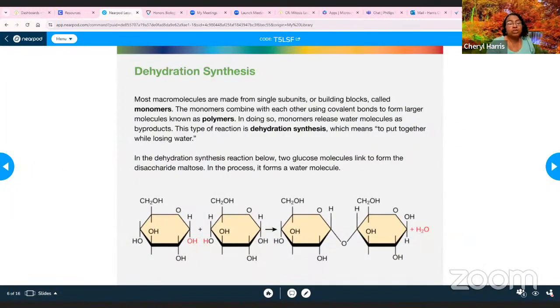One of the questions on the test wants you to recognize this structure here. This is actually a glucose structure, or sugar. So be able to recognize that that particular line right there is a carbohydrate.